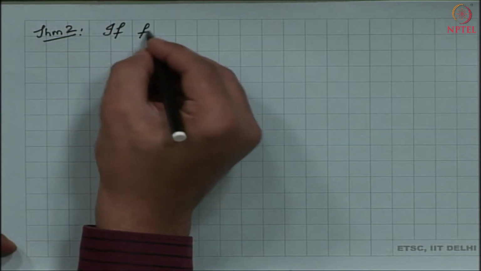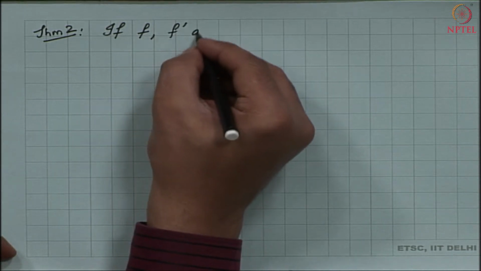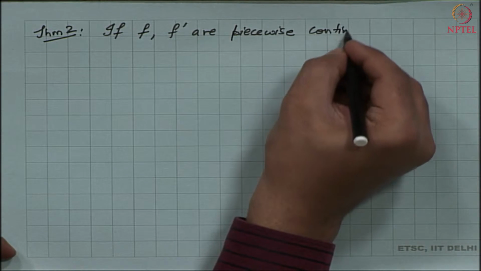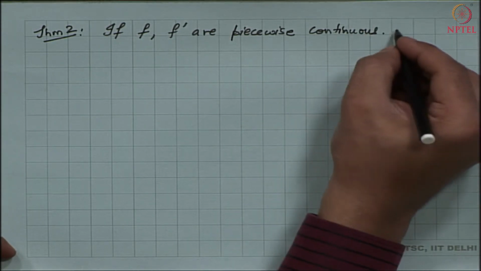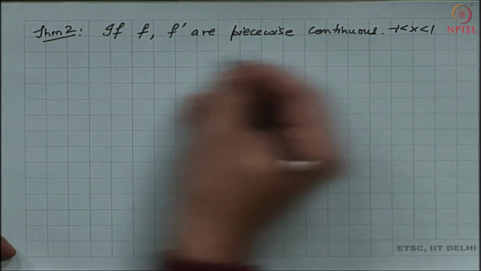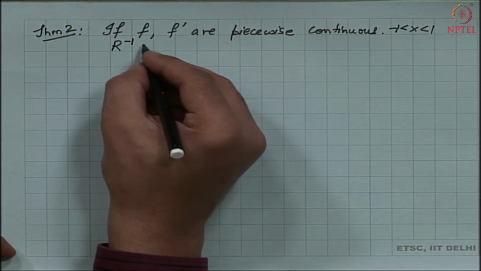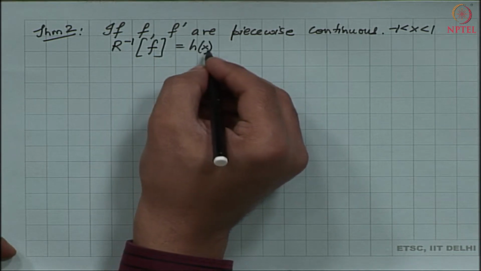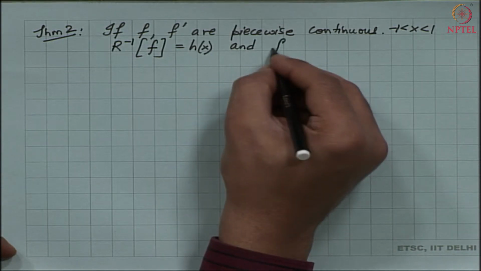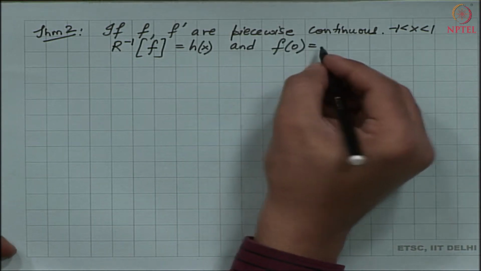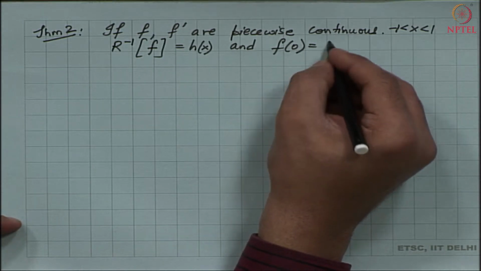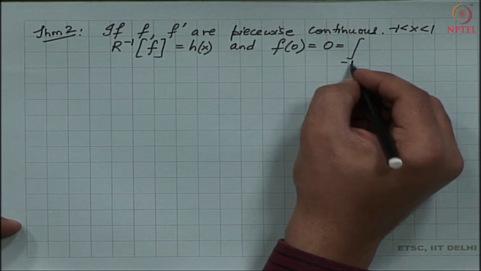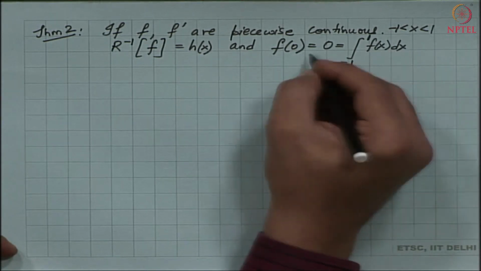So, if I am given f and f prime and these are piecewise continuous, in this range x from -1 to 1, and I define my function h as follows: R inverse f is h, and I am also given that f of 0 is 0, and that this integral from -1 to 1 of f of x dx is also 0.